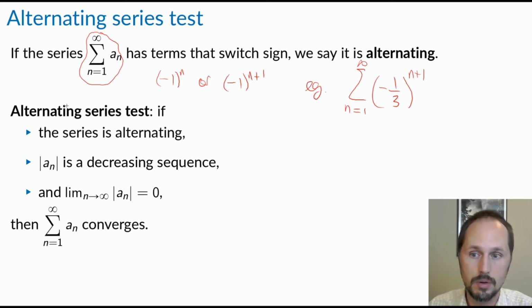In order to apply the alternating series test, we need that the sequence of terms is decreasing even after we take the absolute value, right? We take the absolute value and we want a decreasing sequence, and we need it to be a decreasing sequence whose limit is equal to 0. So if all of that is verified, then our series converges. So let me give a classic example.